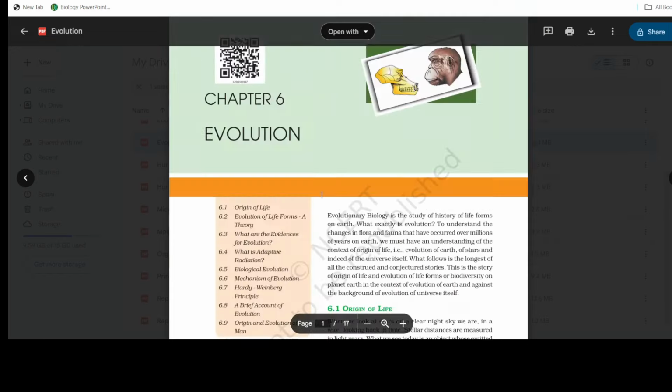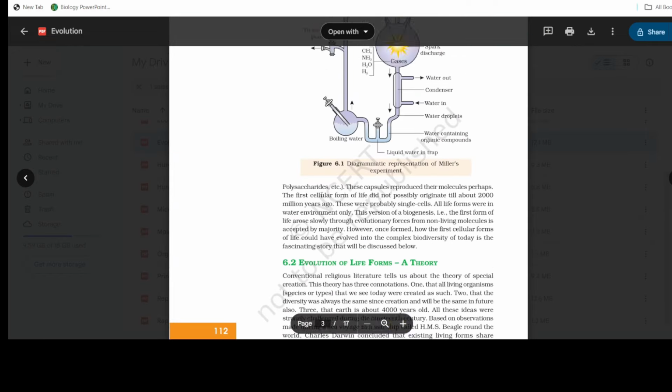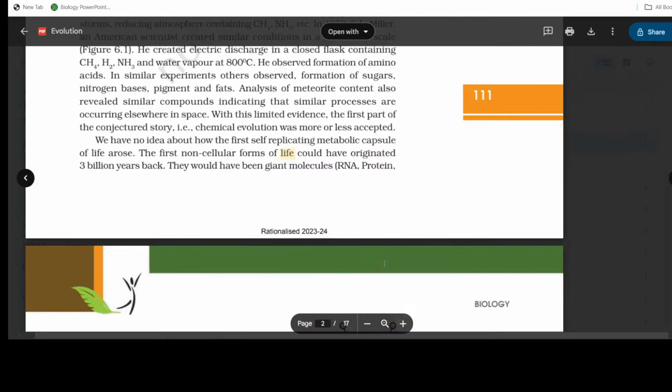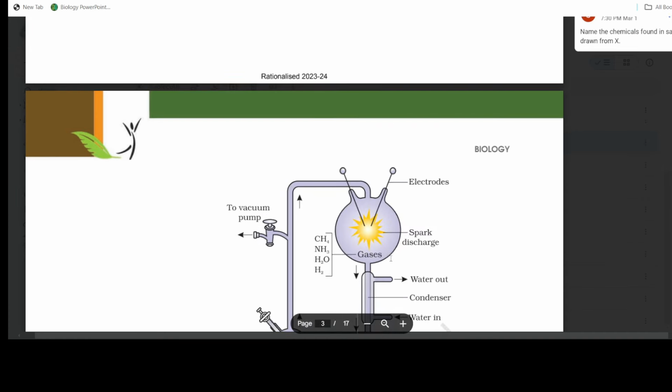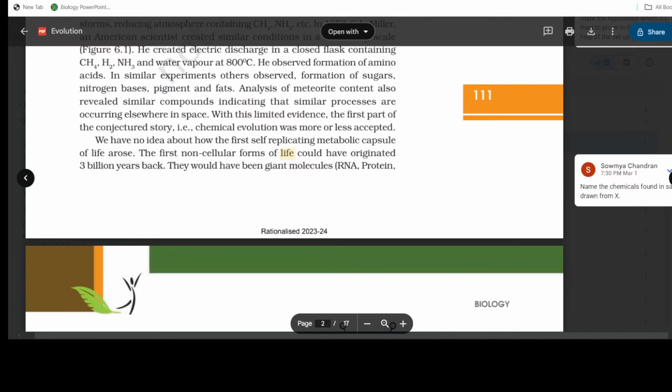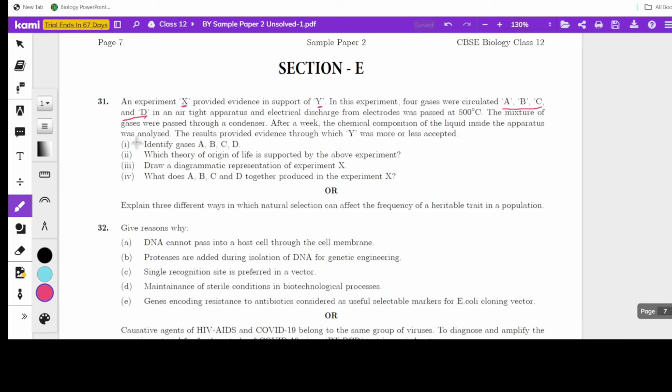So in the chapter Evolution, the experiment they speak about is this experiment. This is where four gases are released. Now let's see the question again. Check the question again. Identify the gases A, B, C and D. So let's relate that figure with the question.